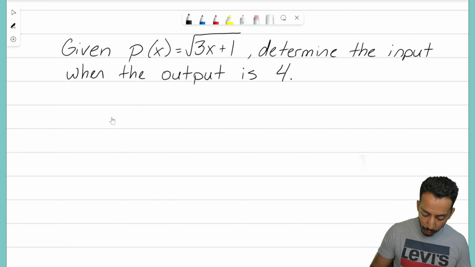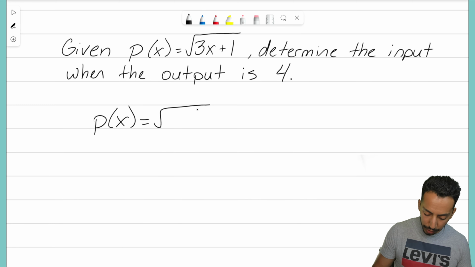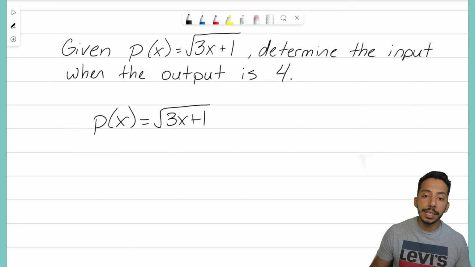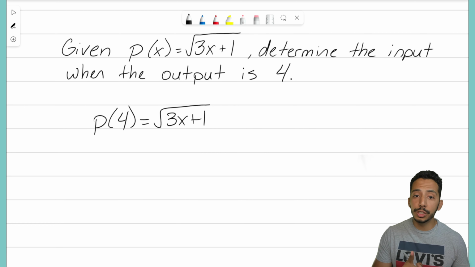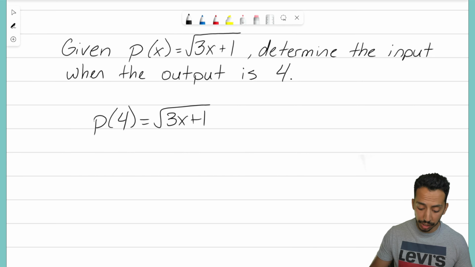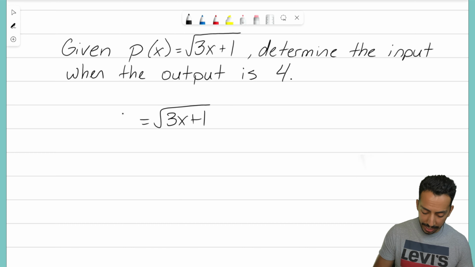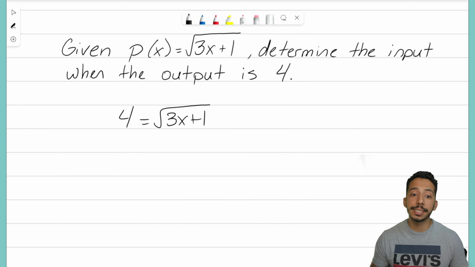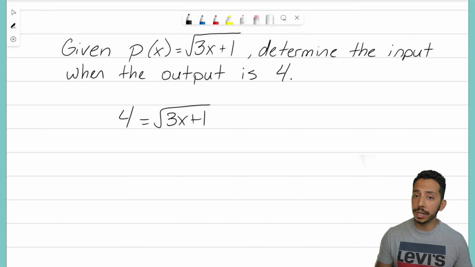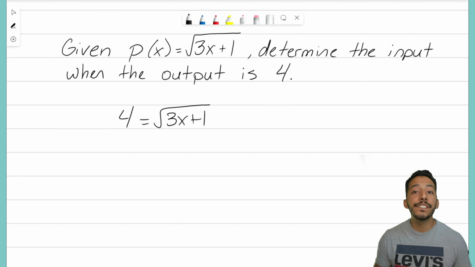So what we want to do is take p of x and rewrite our function, the square root of the quantity 3x plus 1. But we're not going to change that x value to be a 4. No, we don't want to do that because we don't know what x is. We want to find out what our x value is. So instead, we need to erase the entire left side and change that to be a positive 4. This is going to allow us to solve for x and figure out what our missing input is.